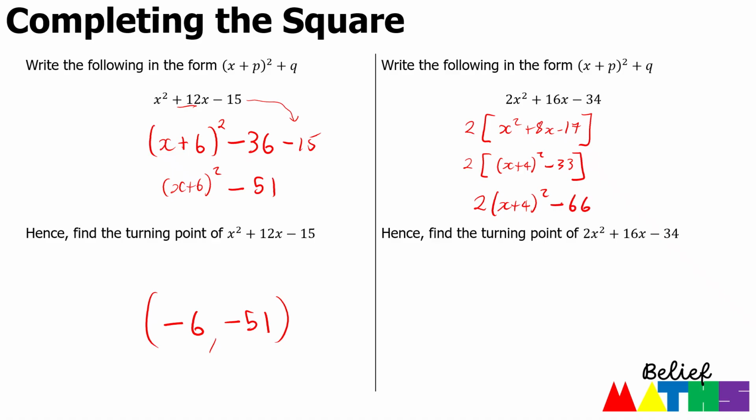Now to find the turning point, we don't need to change anything from what we've done before. The 2 has no impact now on our final answer. So our turning point then is minus 4 and minus 66. And that's our answer for completing the square and finding the turning point.